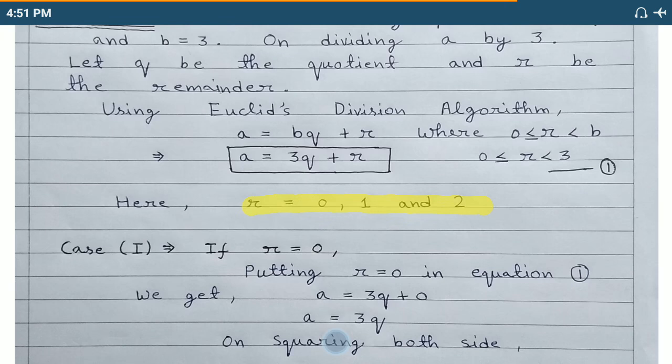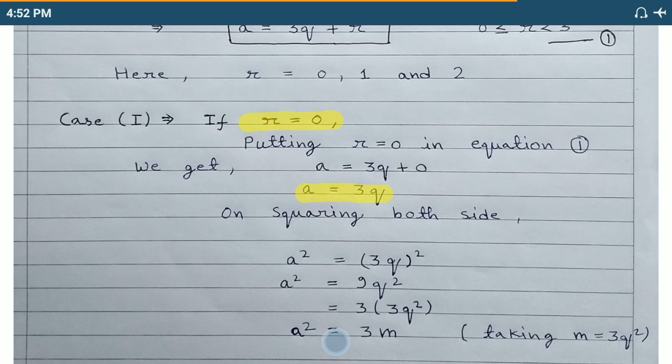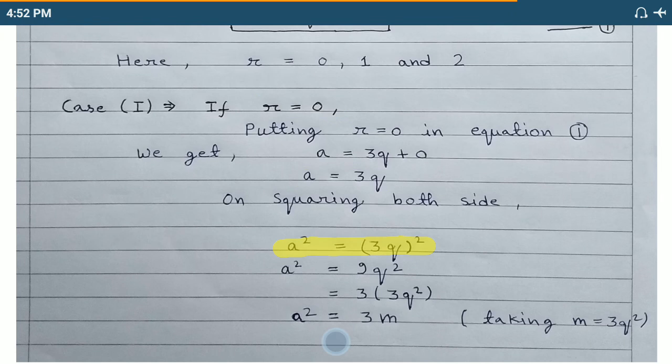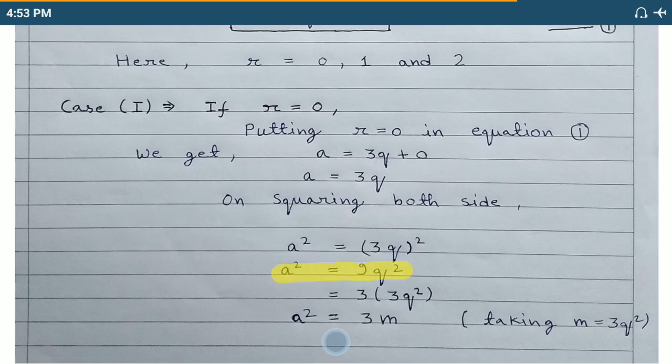Firstly, we will take case number 1. Case 1: if r is equal to 0, then we get a equals 3q. As the question says square, it means on squaring both sides, a square is equal to 3q whole square. It means 9q square.